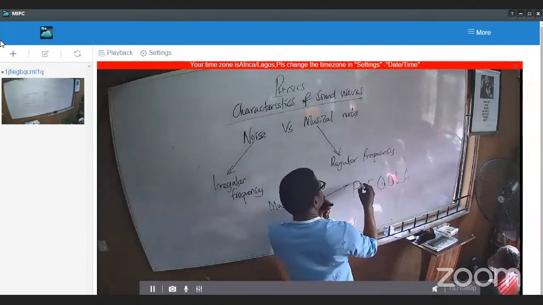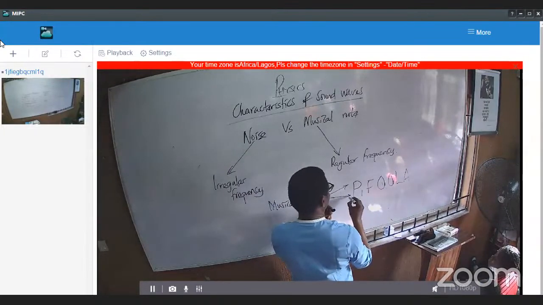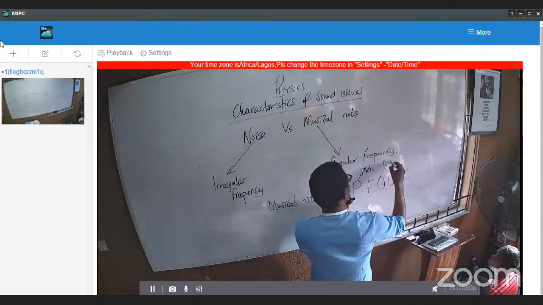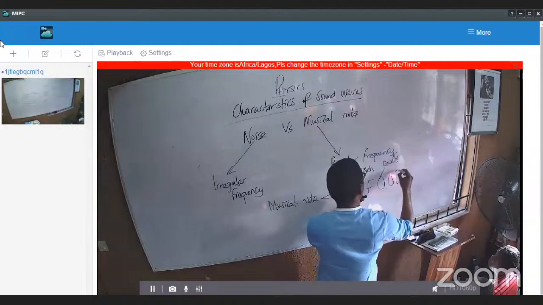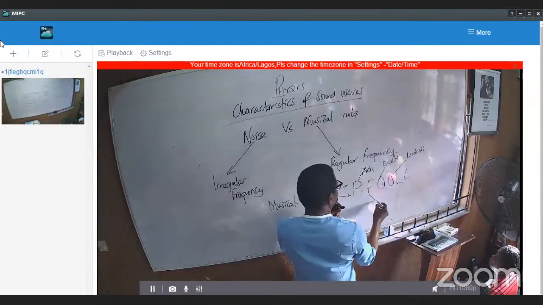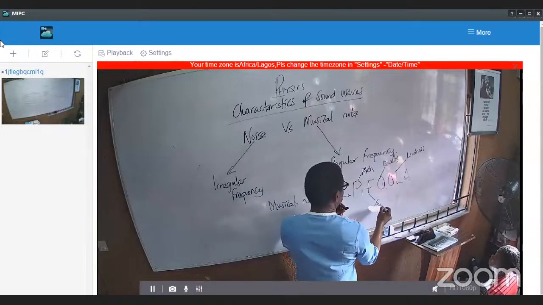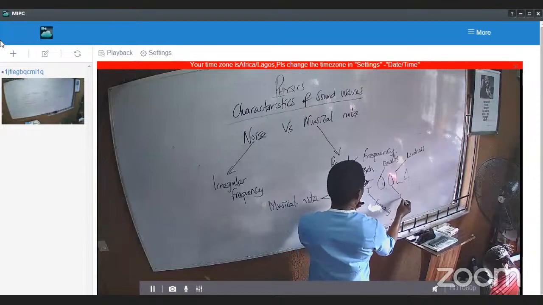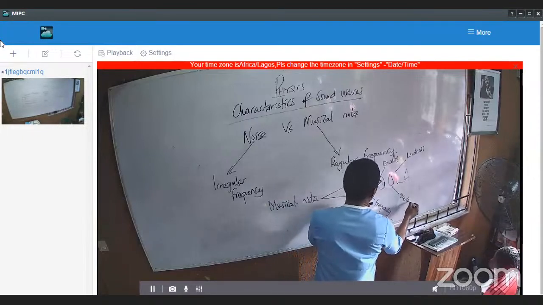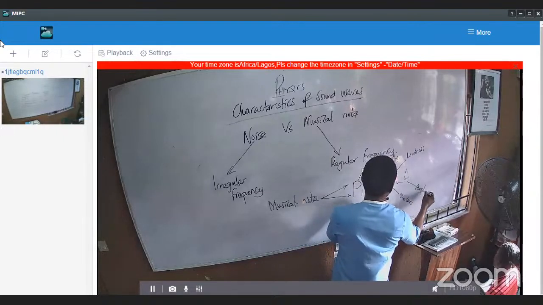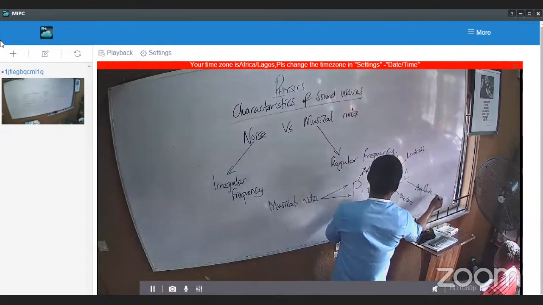So the characteristics of musical notes are pitch, quality, and loudness. The pitch depends on what, everybody? Frequency. Quality depends on what? Overtone. Loudness depends on what? Amplitude. That's Pif Cola.